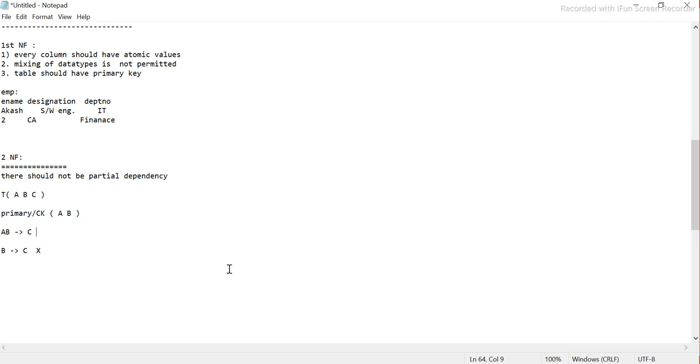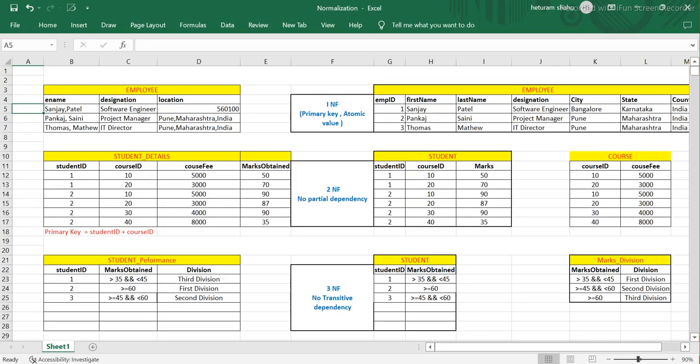All right, guys. So let's take the example and try to understand a little more about it. In this case, if you look at this student detail, this is the table, and I want to check whether this particular table is in second normal form or not. So first, what condition should it satisfy?